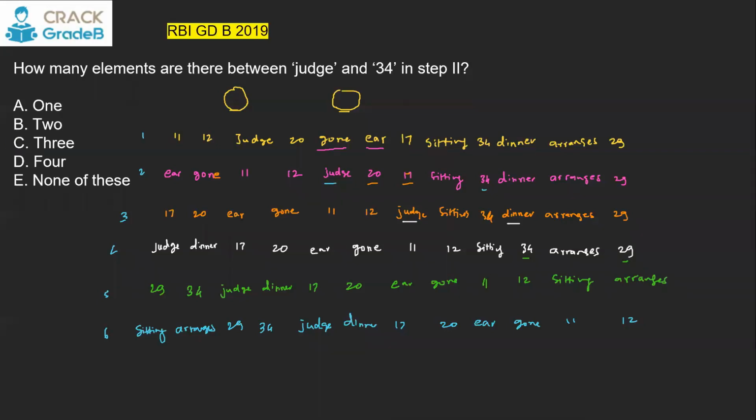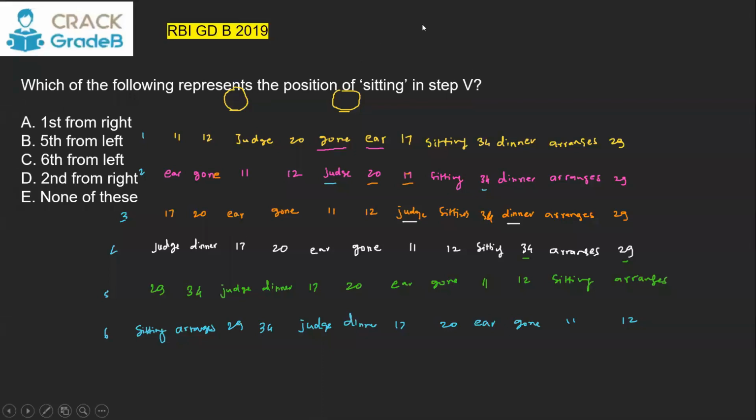Let's see the next one. Which of the following represents the position of sitting in step 5? In step 5, sitting is second from right. Option number D.